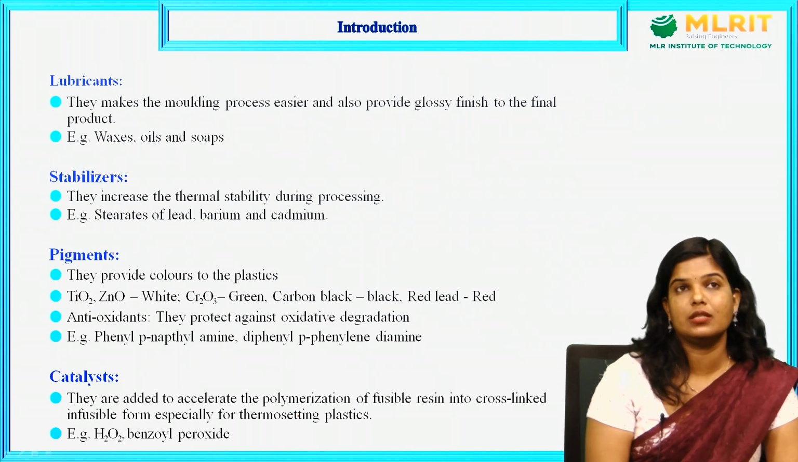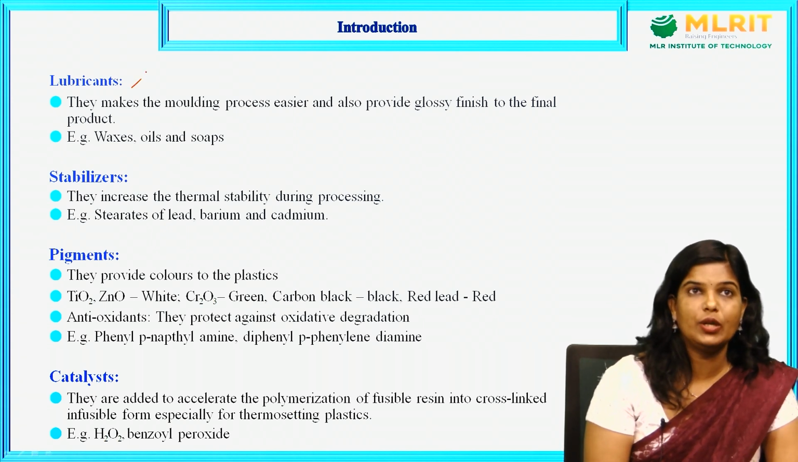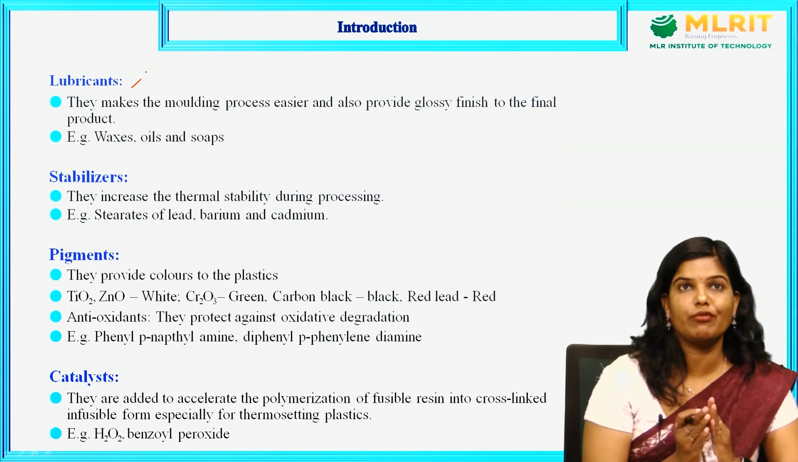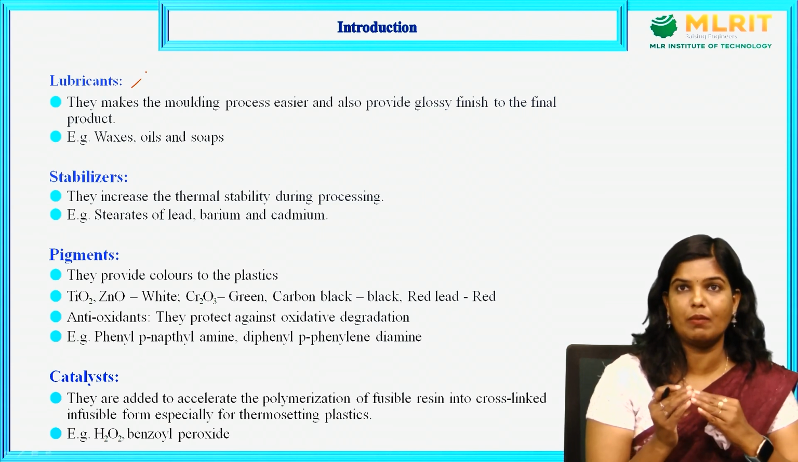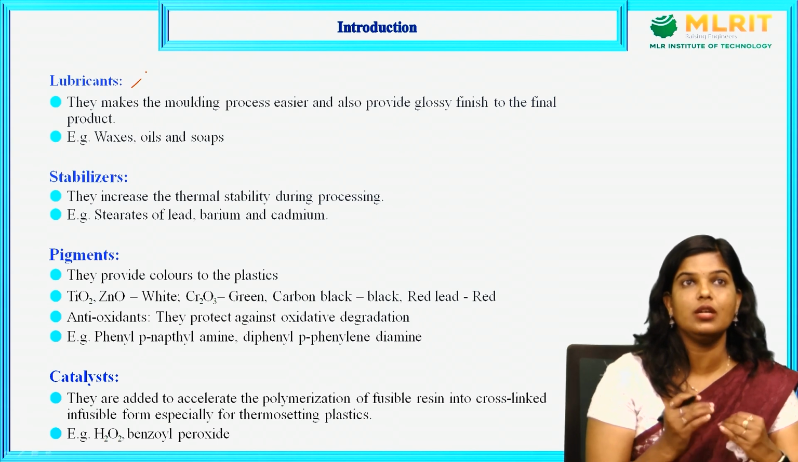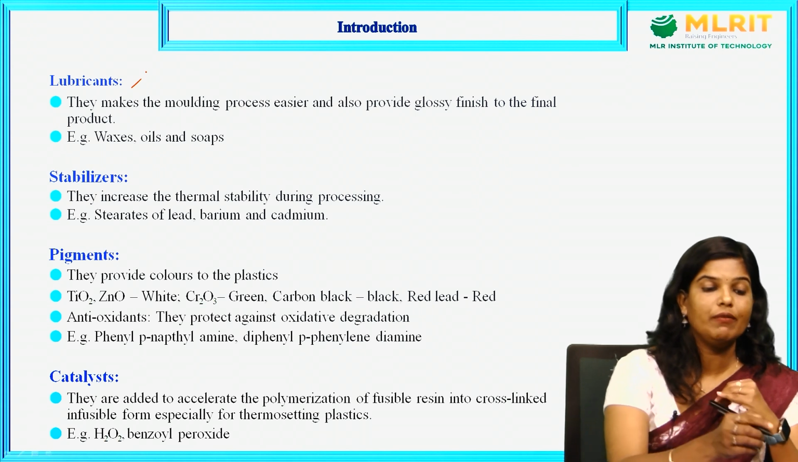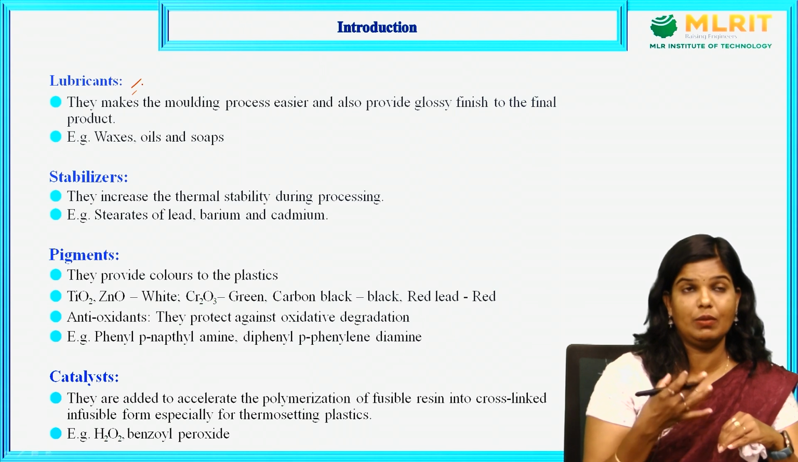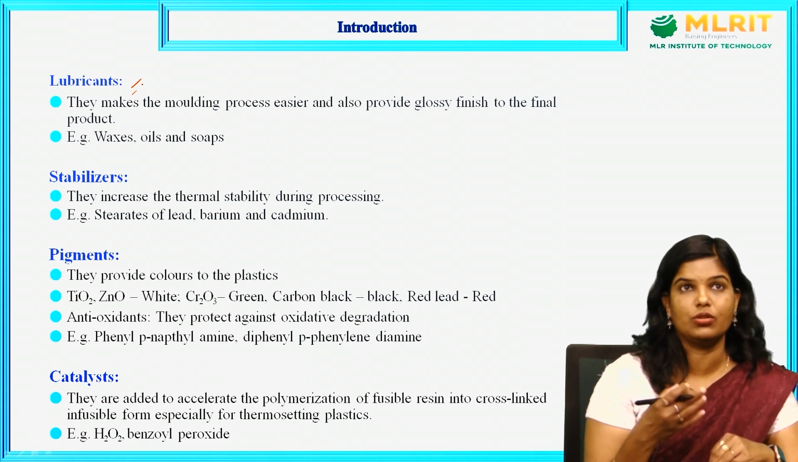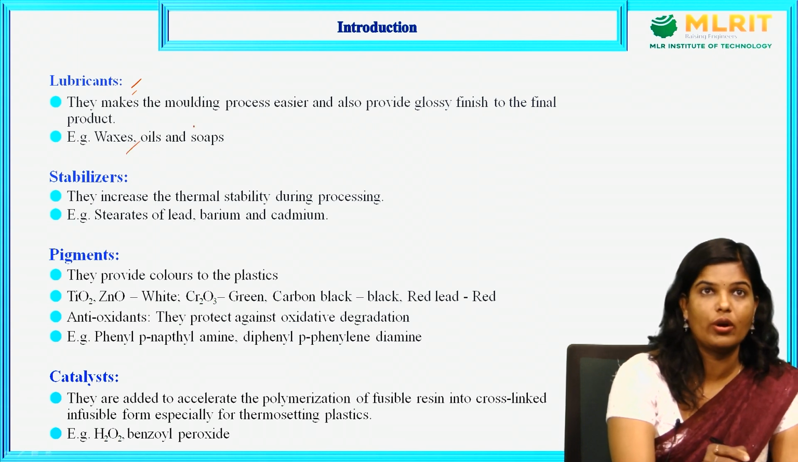Now comes lubricants. What are lubricants? A lubricant is something which reduces friction. Why is a lubricant needed? We are joining two different particles, two different monomers, so the friction will be very high, and the particles will not be able to move among each other. We have to reduce the friction so that the movement of the particles is easy. Also, when we apply lubricant, the shape or structure of the material becomes very shiny. For that purpose also lubricant is added. For that we use waxes, oils, soaps, etc.